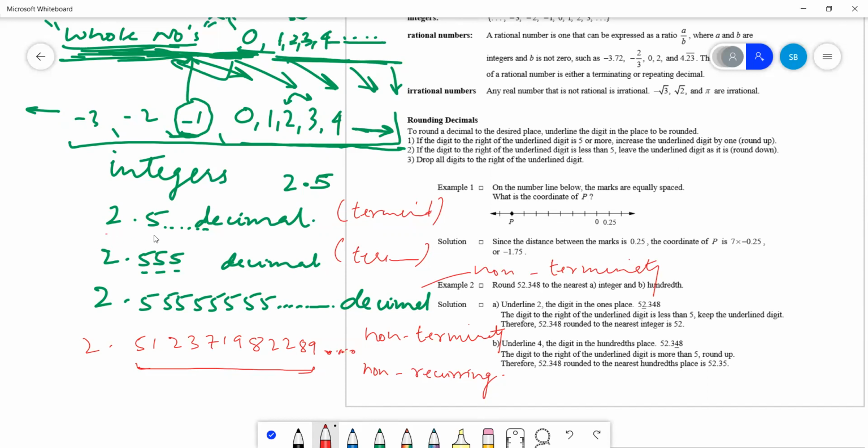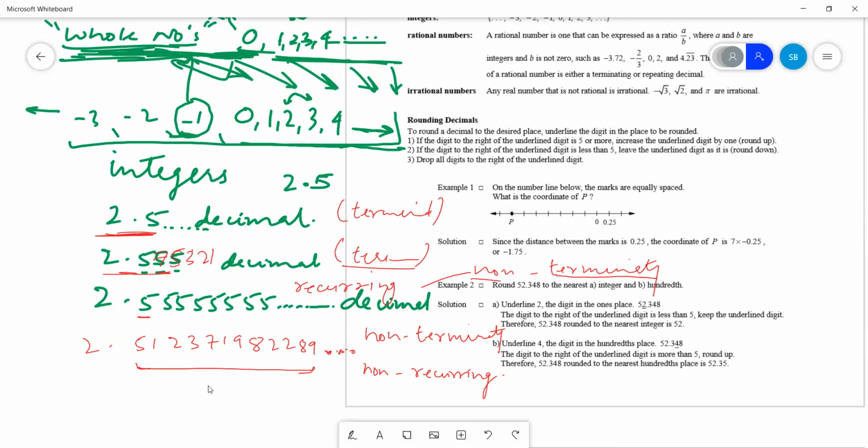So we got different types of decimals. One is terminating, 2.5. Second is also terminating, 2.555, but it has a few more numbers. It can be 575, 5785, 575321. It stops, so it is terminating also. It can be 2.5555555, where a number is repeated continuously. It's non-terminating, but it's recurring. And the fourth case is non-terminating, non-recurring. It's a random number after the decimal.